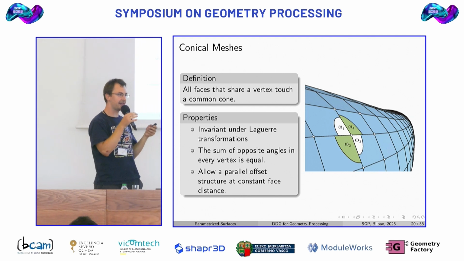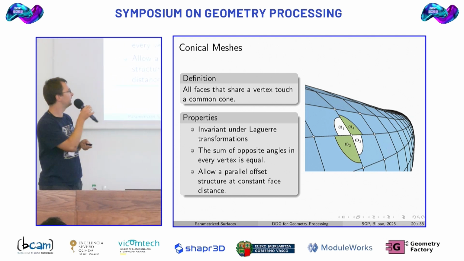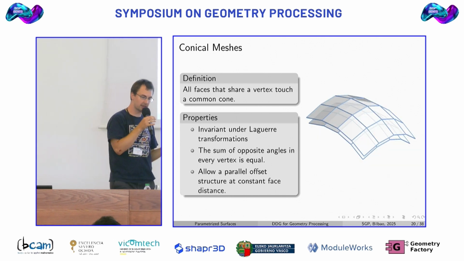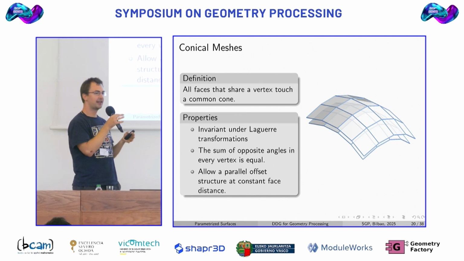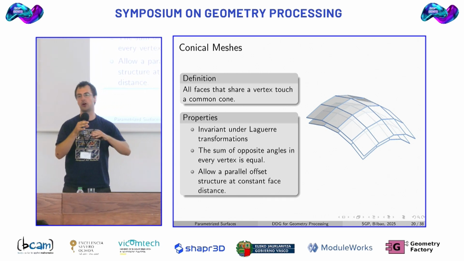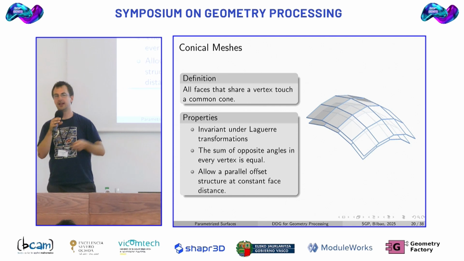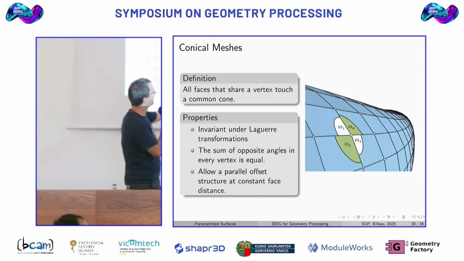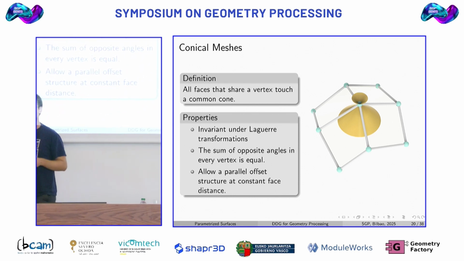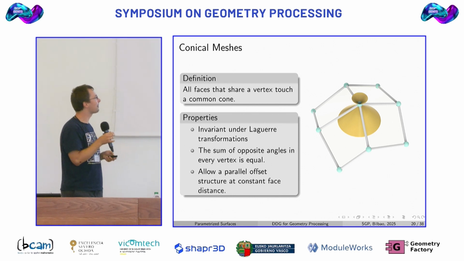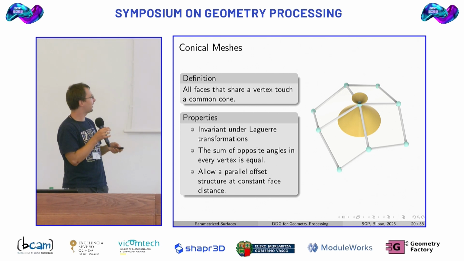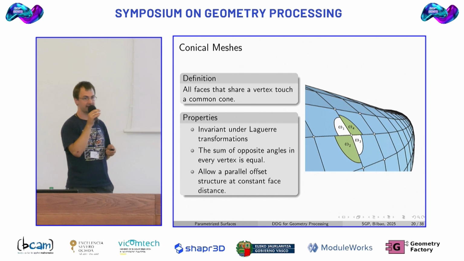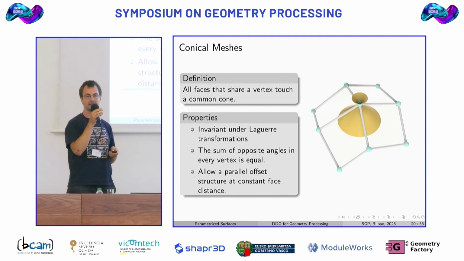And there's also an angle characterization. Now the sum of opposite angles in every vertex star is equal. And these conical meshes allow an offset structure with the property that now the face distance is constant throughout the entire mesh. And again, this is a defining property. The normals that you use here are just the cone axis. Here it's a bit easier. Yes, exactly, you can just use this cone axis as the vertex normal.